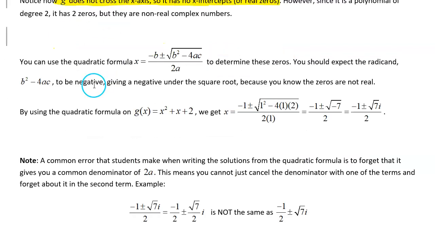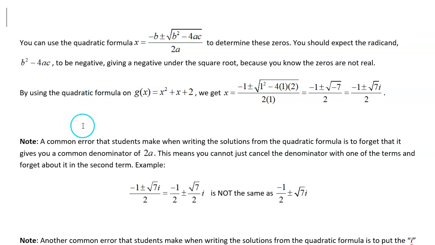So if we go to the quadratic formula, and we look at our g of x function, they have plugged into the quadratic formula. We learned all about that in the last module. You are getting a negative number underneath the square root, and that creates this negative 1 plus or minus square root of 7i over 2.